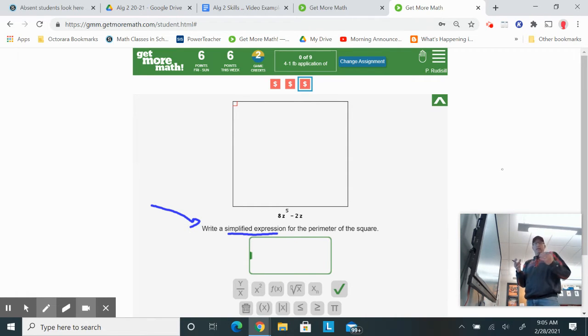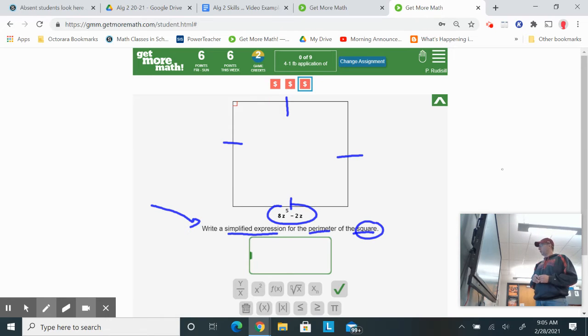A polynomial is just an algebraic expression, could have multiple terms. And we're supposed to write it for the perimeter of this square. And a square has same sides all the way around. And we know that one side is 8z to the fifth minus 2z. So perimeter, you just add up all the sides. So I could just do 8z to the fifth minus 2z plus 8z to the fifth minus 2z plus 8z to the fifth minus 2z plus 8z to the fifth minus 2z and combine like terms.